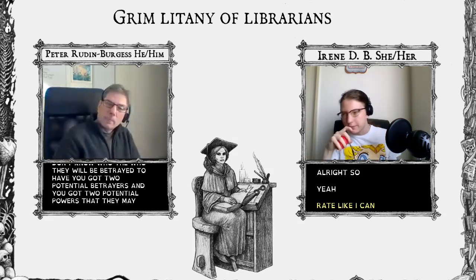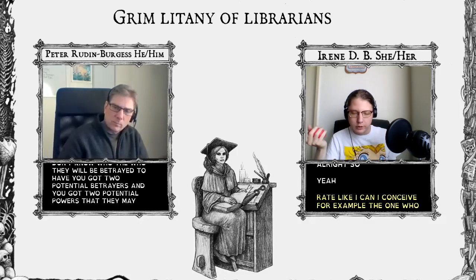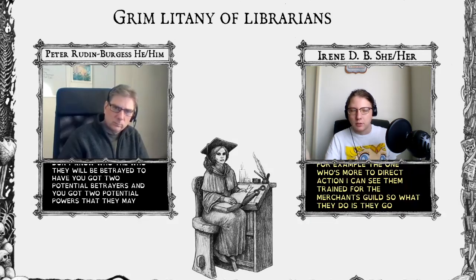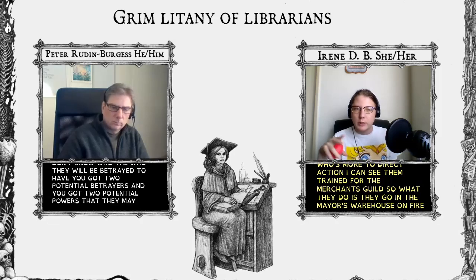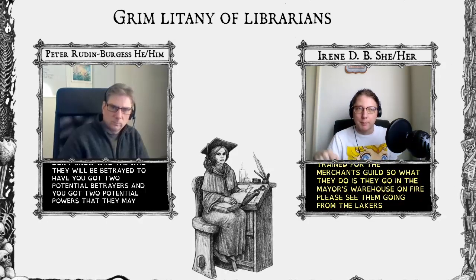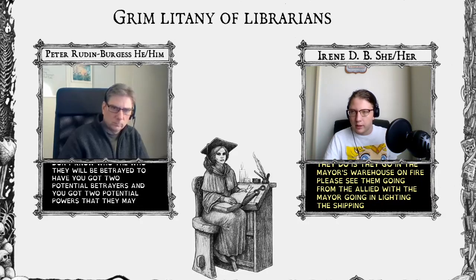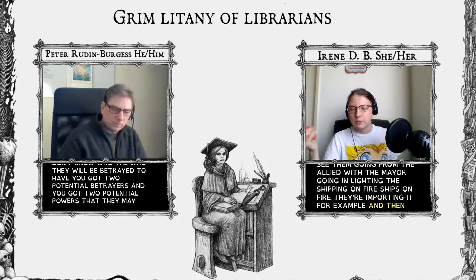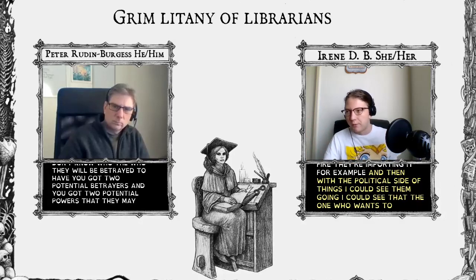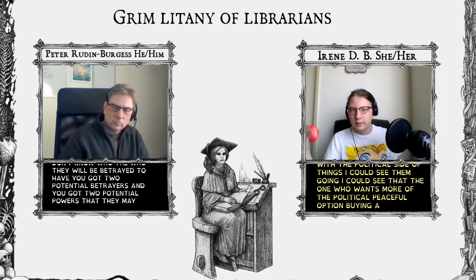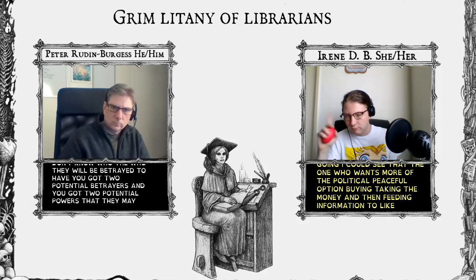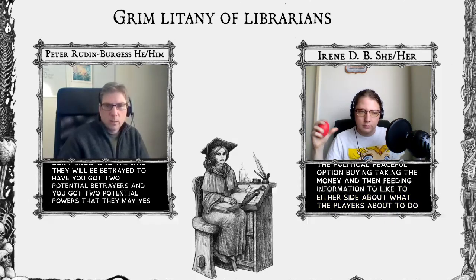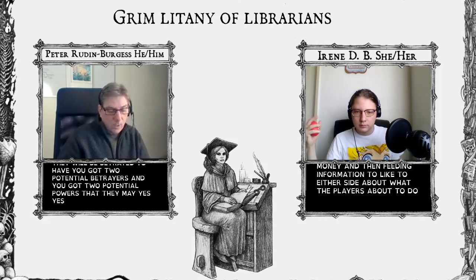Right, like I can see, for example, the one who's more into direct action betraying for the Merchants Guild. So what they do is they go and light the mayor's warehouse on fire. But I could also equally see them, if they allied with the mayor, going and lighting the shipping on fire, the ships that are importing it, for example. And with the political side of things, I could see the one who wants the political, peaceful option taking the money and then feeding the information to either side about what the players are about to do. So yeah, that gives us four NPCs.